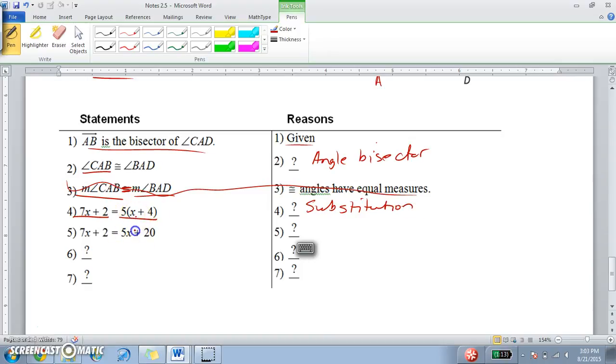Then all we're doing from here to here is distributing the 5. That's the distributive property. Then from here to here, where do we go? So we could subtract the 5x. And on the left side, we would have 2x plus 2 equals 20. That would be subtraction property.